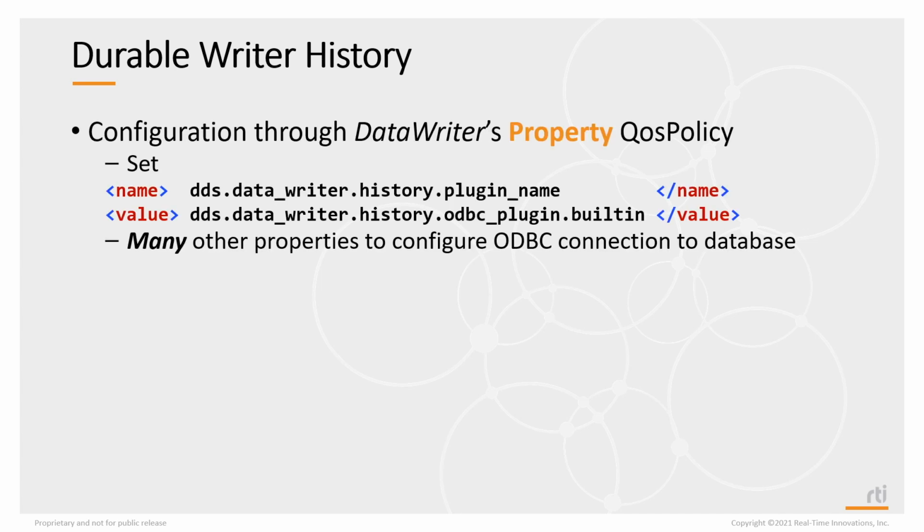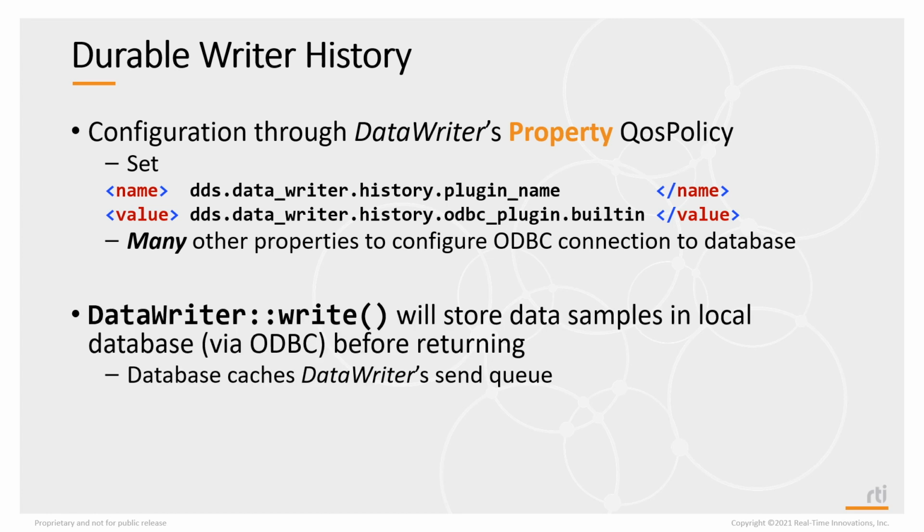If you want to enable durable writer history, you configure it using the data writer's property QoS policy, and specifically you set a plugin name to the history plugin to ODBC. You're basically telling the DDS data writer, don't use RAM to store the history queue. Instead, use an ODBC database, basically a relational database, and you're telling it which database to use. So when you configure this, the writer history, the writer queue, is actually going to be stored not only in RAM, but also on disk in a database.